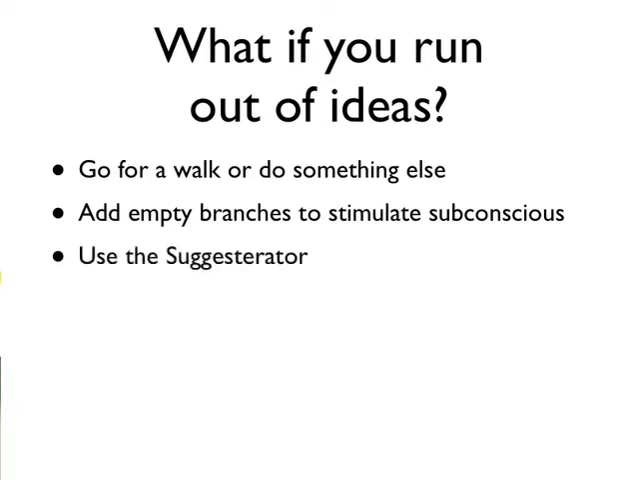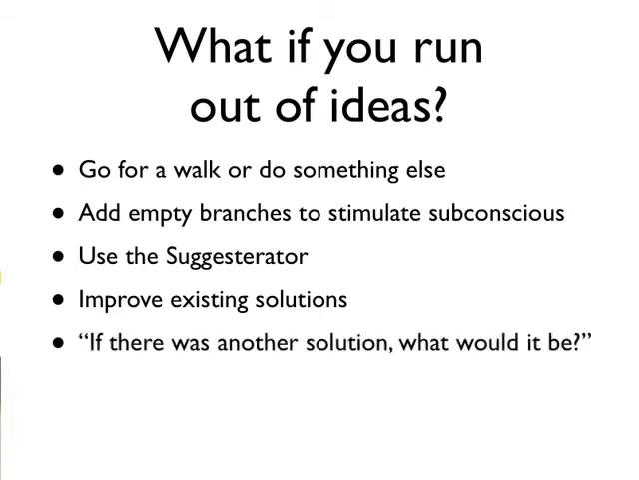You can also use the suggesterator to come up with new words and associations and build your ideas from there. Choose some of the words near the end of the list of suggestions where they're more off-the-wall type suggestions and work out how they'll fit the problem. Think of ways of improving an existing solution or proposed solution. Ask the question, if there was another solution, what would it be? This tricks your brain into supplying another idea when you don't think there is one, and once you've come up with one more idea, the flow of ideas starts again.